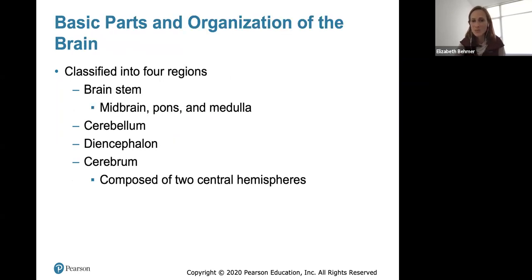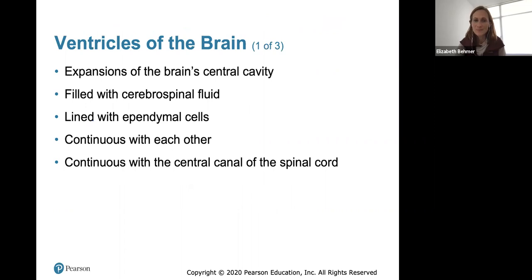And we can classify the brain into these four regions, which again, I want you to focus on: the brainstem, which is the midbrain, pons, and medulla, the cerebellum, the diencephalon, and then the cerebrum, which is composed of the right and left cerebral hemispheres.